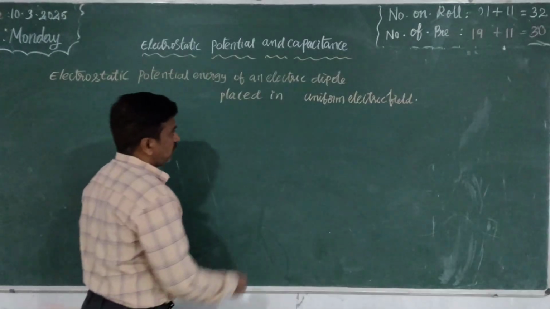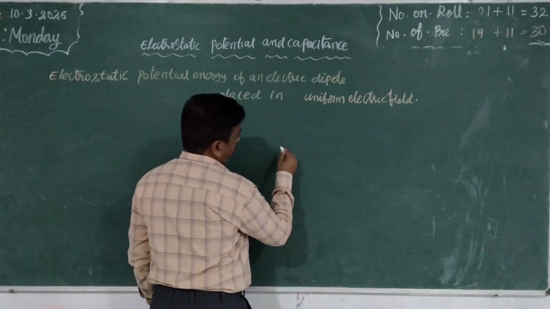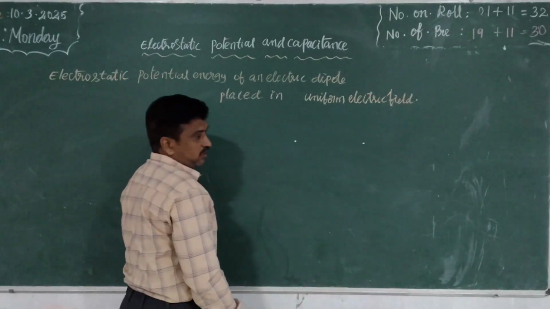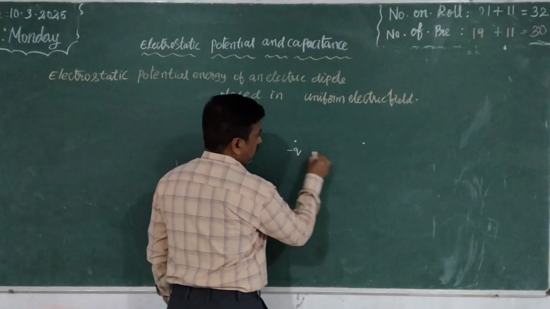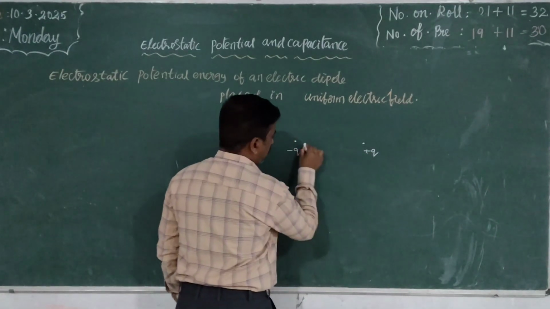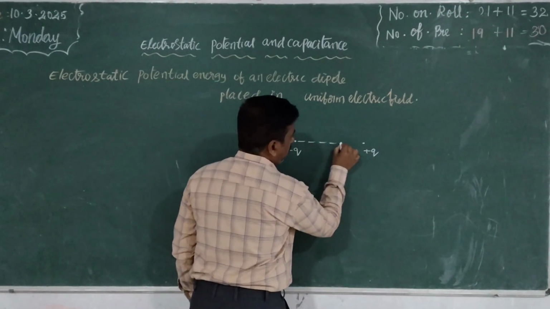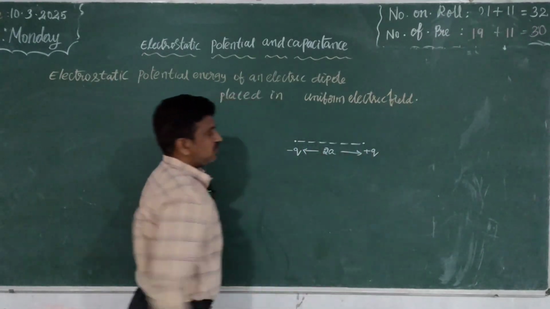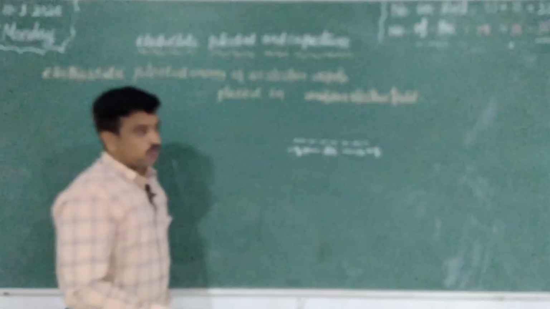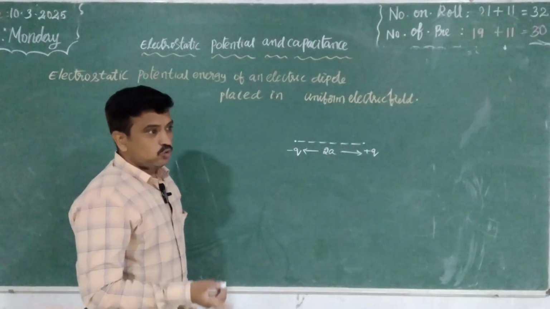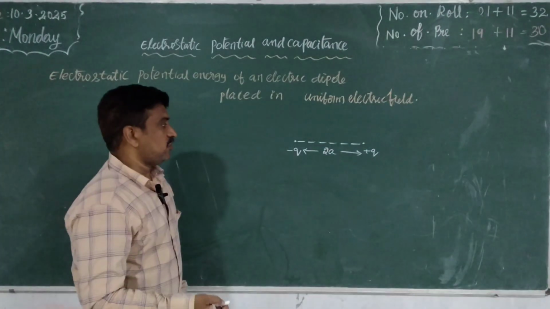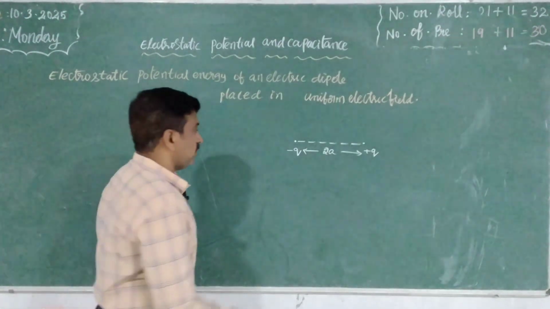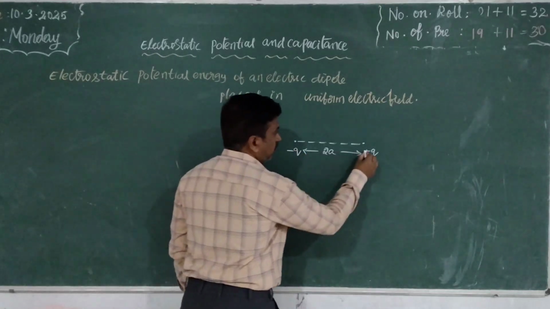See, our actual concept is, first we discuss electric dipole. An electric dipole has two charges. One is minus q, another one is plus q, which are separated by a very small distance 2a. Electric dipole is defined as two equal and opposite charges which are separated by a very small distance. We call it an electric dipole. One is minus q, another one is plus q.